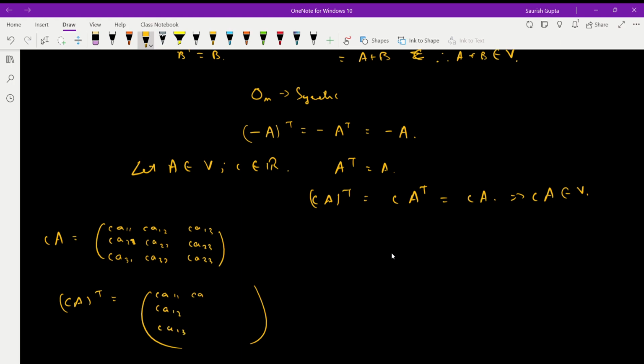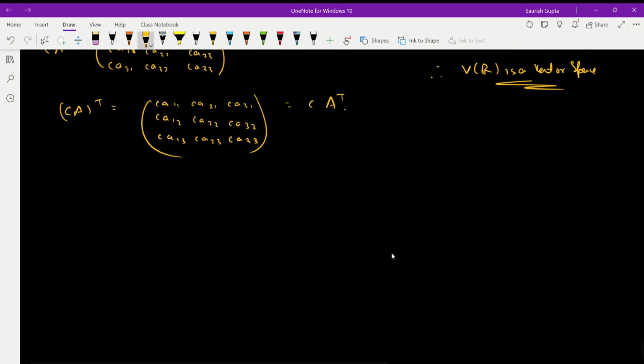So it's CA11, CA12, CA13, CA21, CA22, CA23, CA31, CA32, CA33, which is nothing but C times. So you can see, obviously take C outside, so it's C times A transpose. Right? Therefore, V over R is a vector space. I guess it's clear.